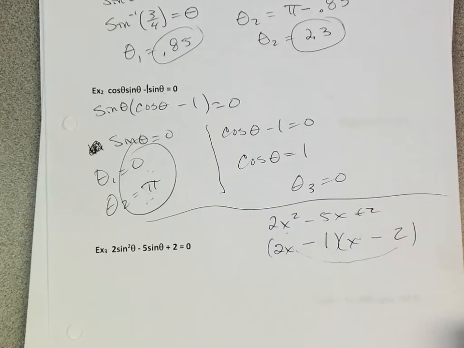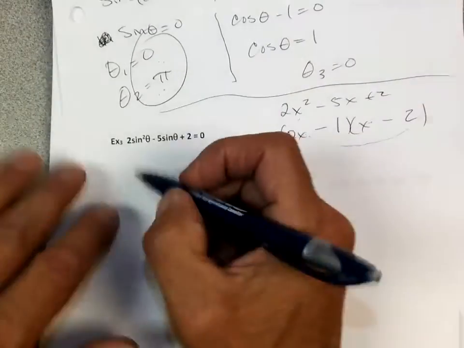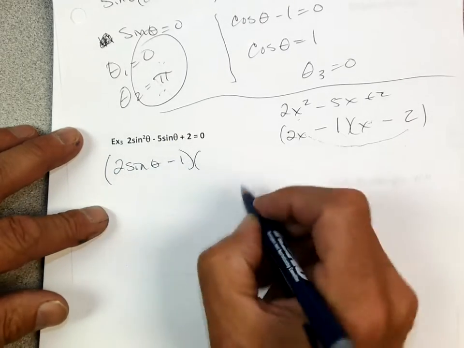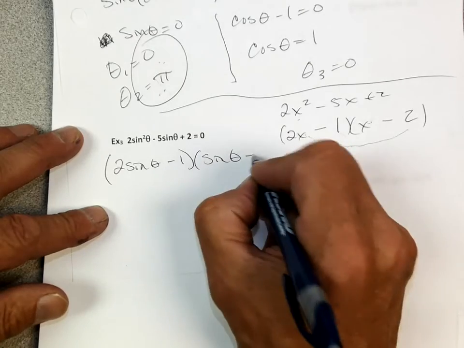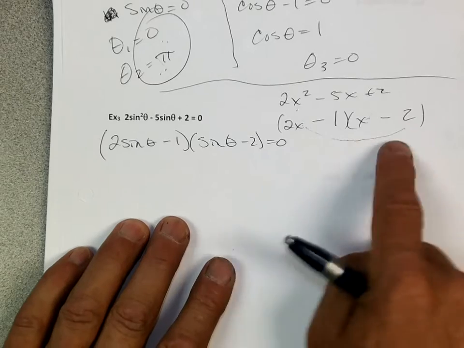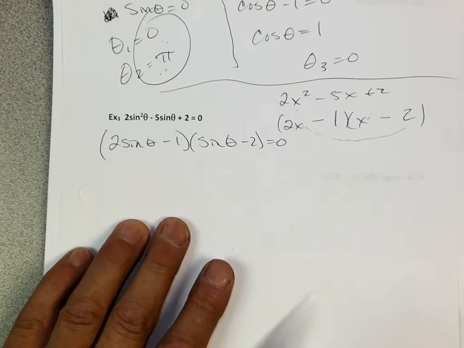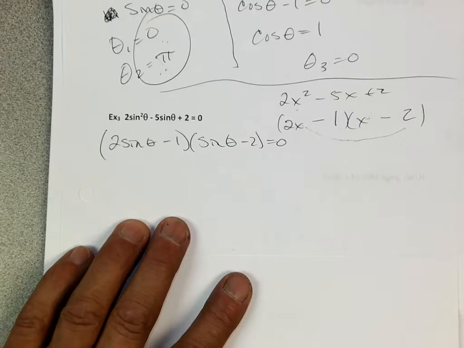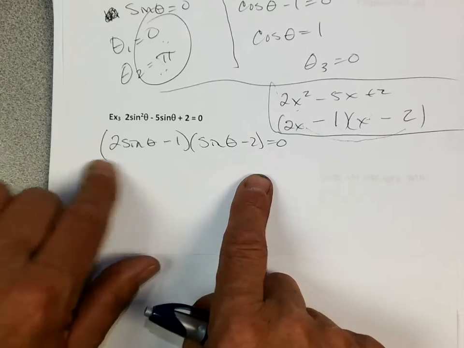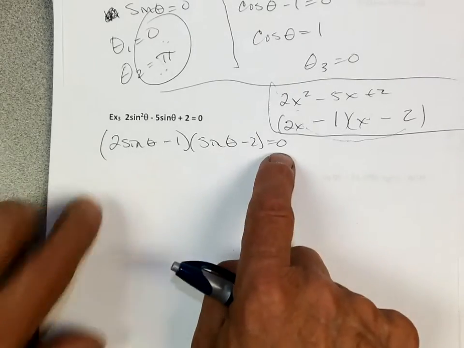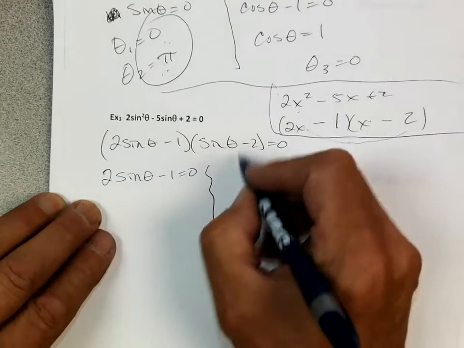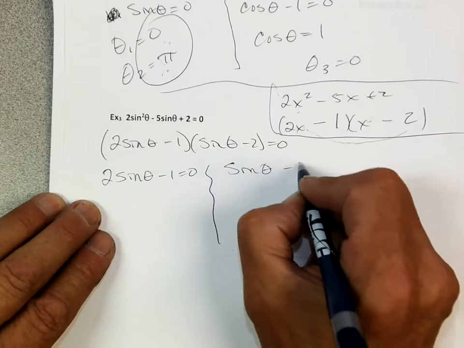Okay, you guys okay with my factoring? Let's go back and rewrite this, though, instead as a 2 sine theta minus 1 and a sine theta minus 2 equals 0. Everybody okay with that? So change it from x's to sines, right? I only did this side work just to help me factor it. Let's factor. I have two different equations that I'll set equal to 0. I'll go 2 sine theta minus 1 equals 0 and sine theta minus 2 equals 0, okay?